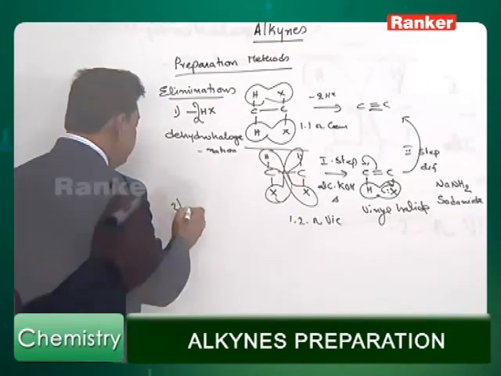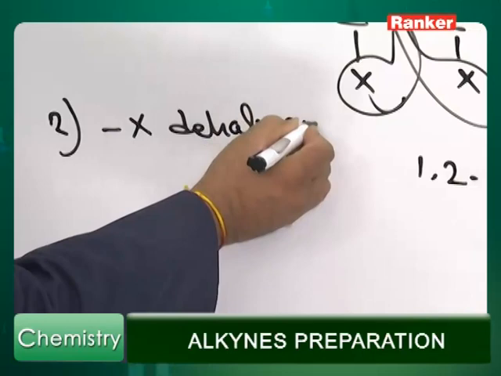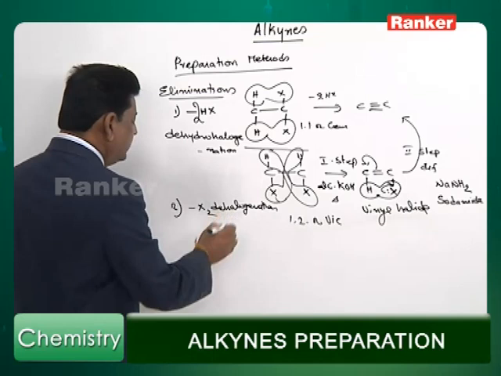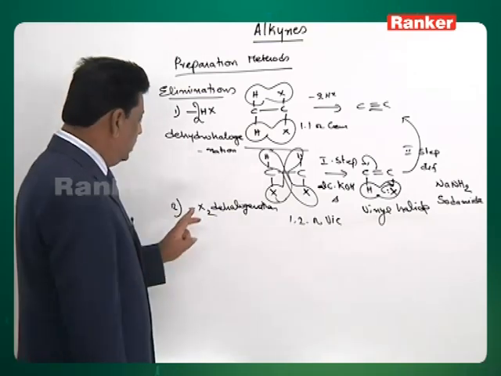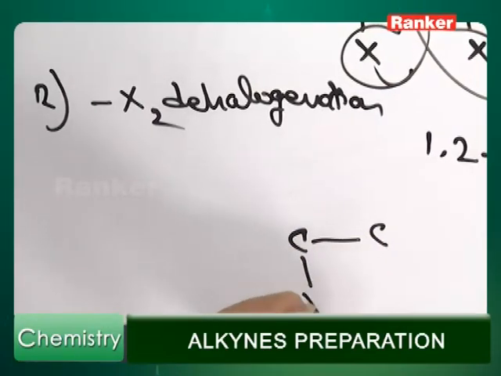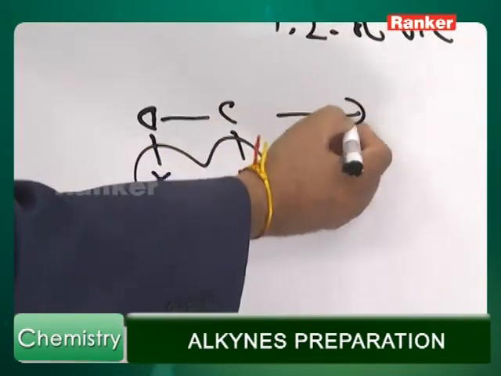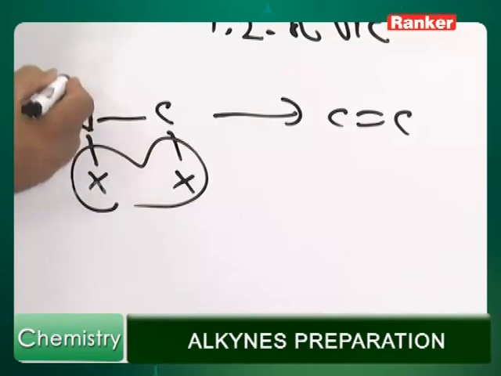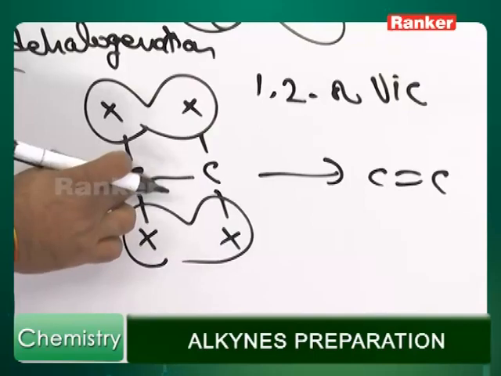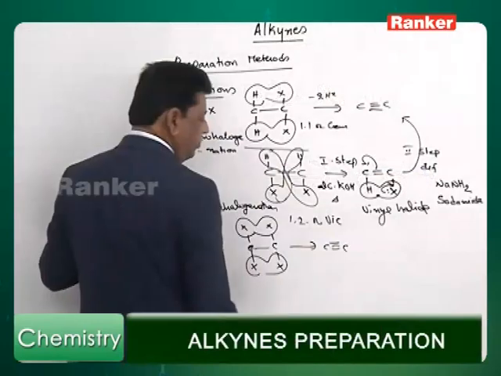Second method will be minus of X2, this is called dehalogenation. Dehalogenation, that means 2 halogens are removed. Again if 1 X is removed, 2 X's are removed, you get a double bond. We want a triple bond. So, therefore, a compound should have 2 sets of halogens. This 1 set of halogen will create the double bond, but we want 1 more bond. So, let us have 1 more X and X. Then in this case Cl2 is deleted twice, and you will get triple bond formation, right.